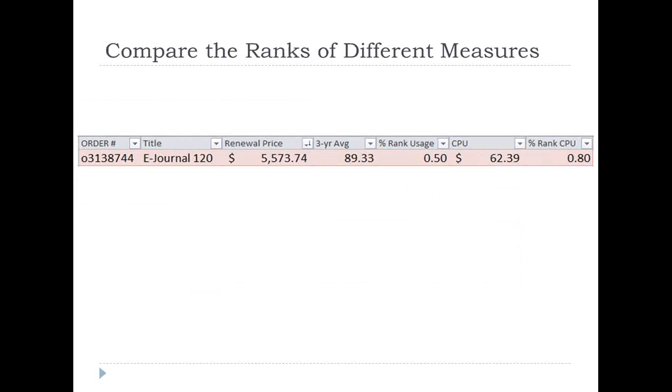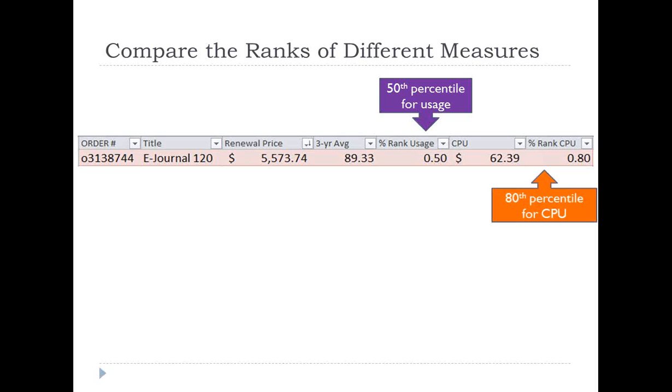And you can compare the ranks of different measures for any one resource. So in this case, eJournal 120, its usage is right in the median. It's in the 50th percentile for usage. But its cost per use is in the 80th percentile. And what that means is it's more expensive in cost per use than 80% of the eJournals. But that seems kind of conflicting.